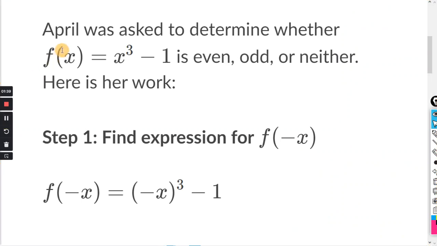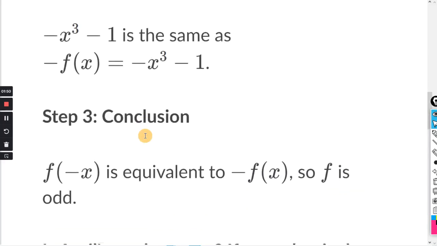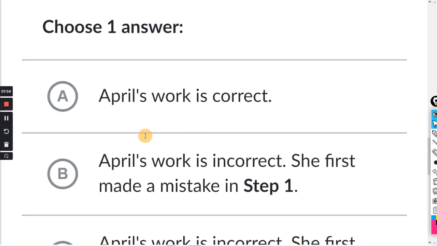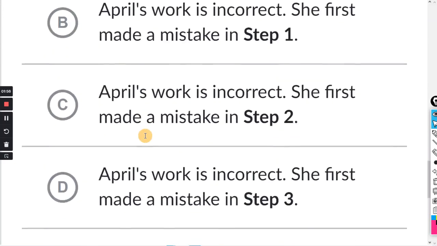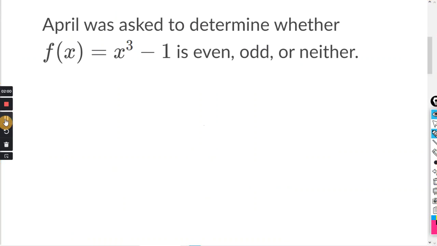First problem: April was asked to determine whether f of x equals x to the third minus 1 is even, odd, or neither. Here is her work. There's step 1, 2, and 3, and they ask if it's correct, and you either pick the incorrect step or say that she is correct. I'm actually going to do this myself and see if it matches her work.